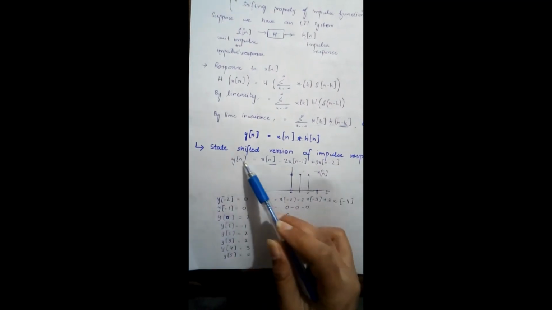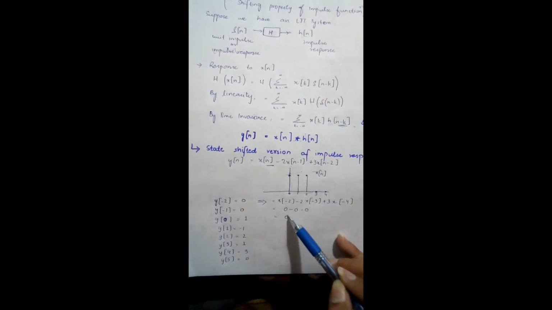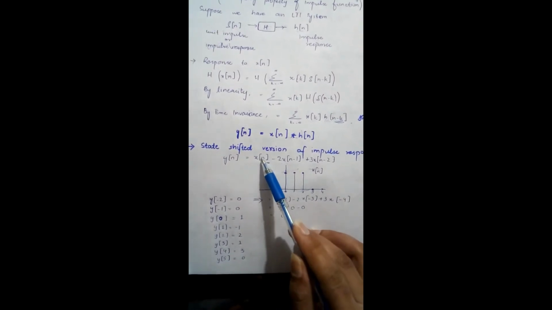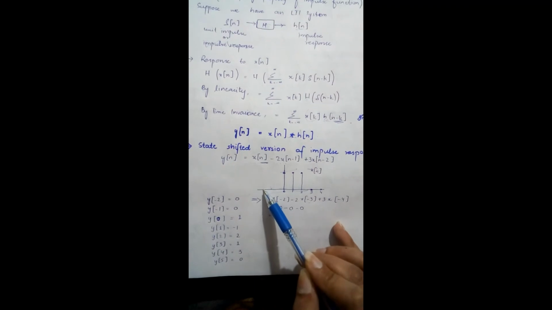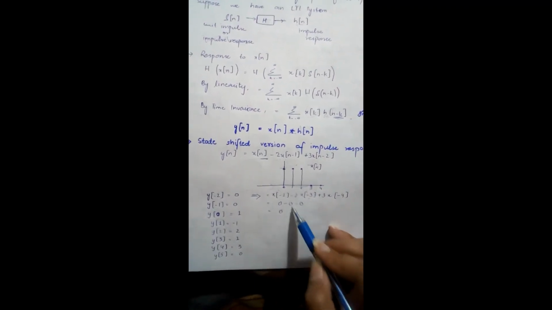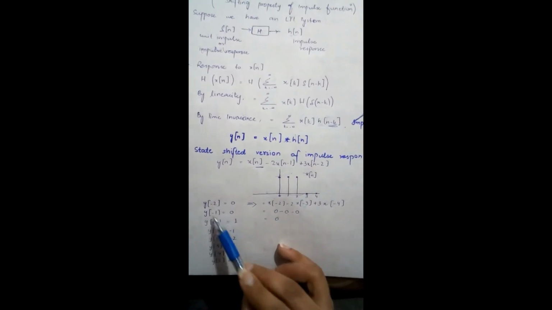When we put n is equals to minus 2, the value it gives is equal to 0, like x of minus 2. At x of minus 2 the value is 0. Similarly at x of minus 3 the value is 0. Similarly x of minus 4 the value is 0. So as a whole, y of minus 2 is equal to 0. So y of minus 1 is equal to 0 and so on.